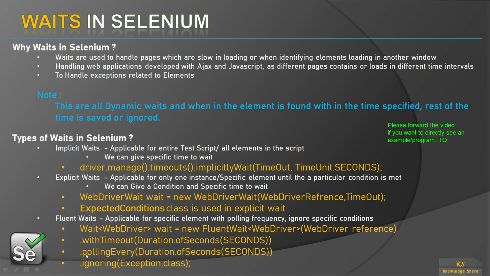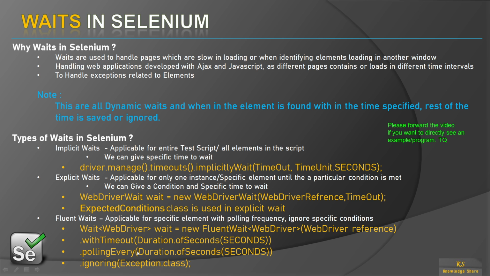Other one is you can specify the polling period, and the third one is you can specify some conditions as well. So you can specify the exceptions, whatever the exception you are getting, you can pass that exception here so that it will ignore those exceptions. Okay. Now, what is this polling period?